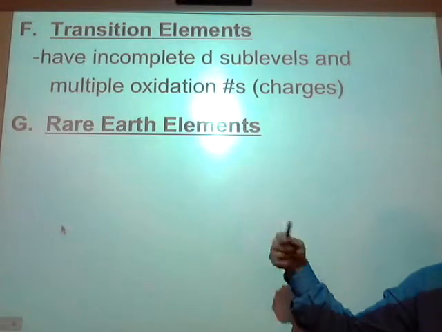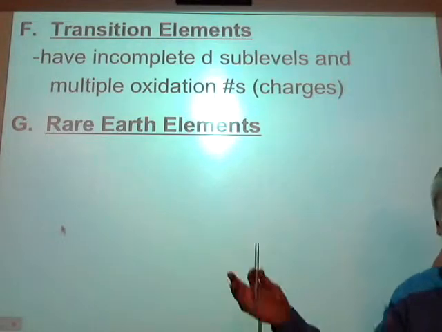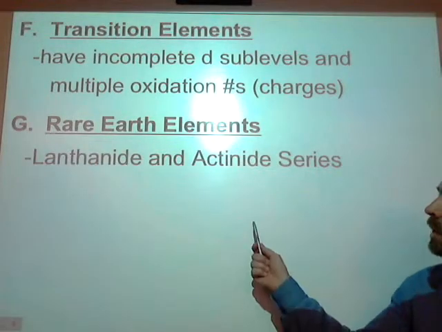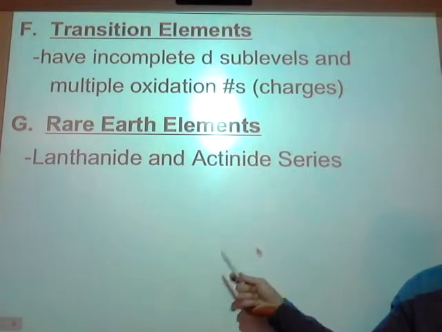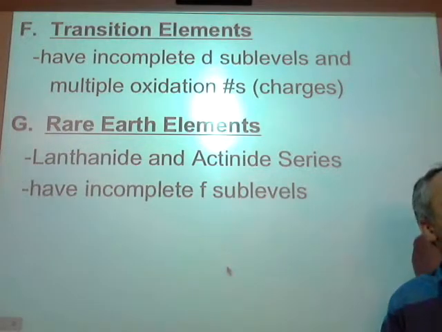But real quickly, the rare earth elements, we don't talk about them a whole lot for two reasons. First of all, they're rare earth elements, but mainly because they're elements we don't use a whole lot. A lot of them are radioactive. There's not a lot of them around anyway. They're the guys in the lanthanide and actinide series, the very bottom of the periodic table, kind of separated from the rest. And they're the ones that fill up the f sublevel, like I told you.